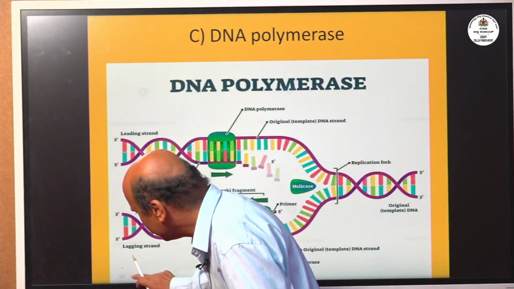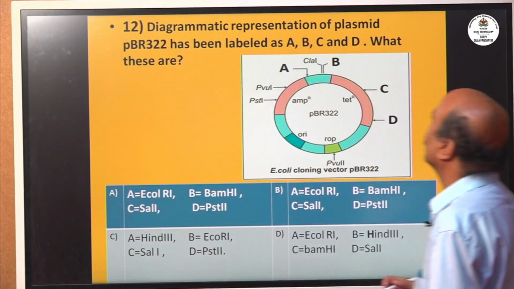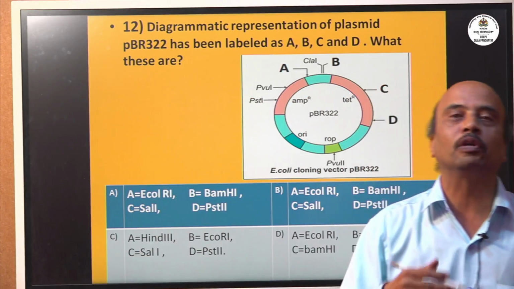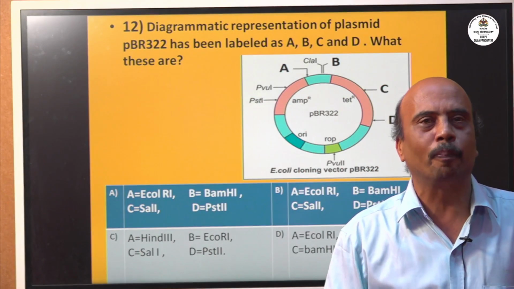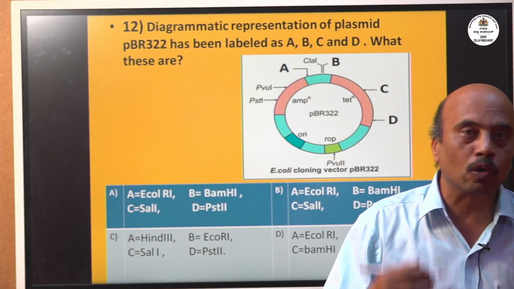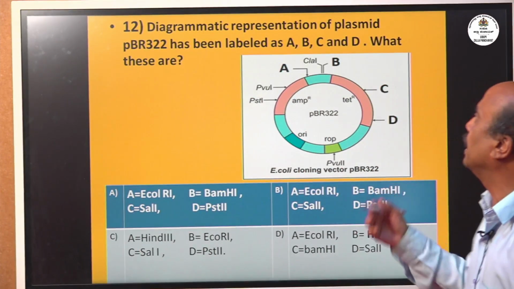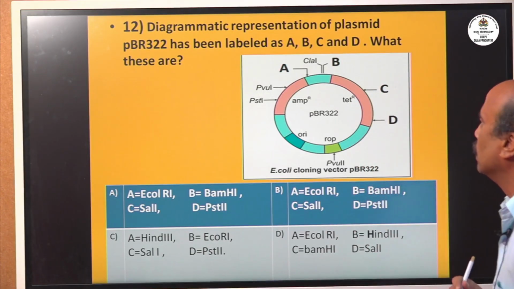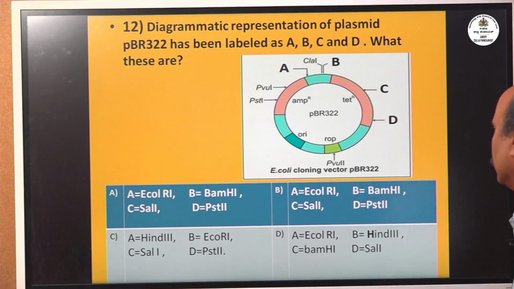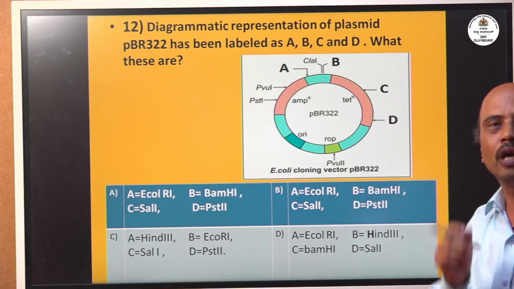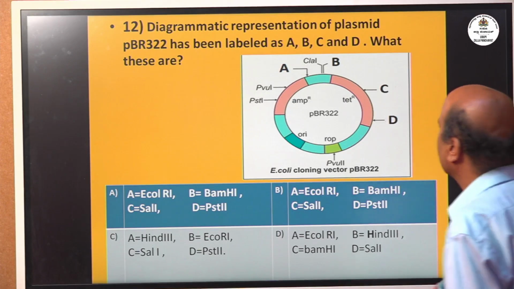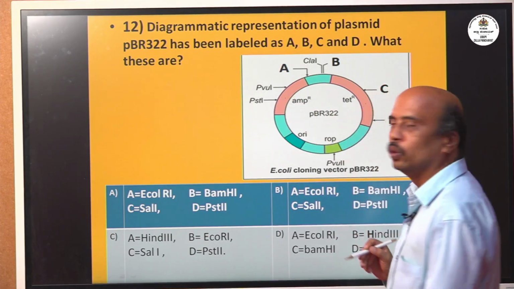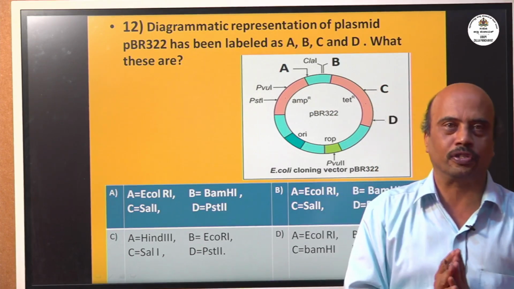Okay. Next question. Diagrammatic representation of plasmid pBR322. Full form of pBR: plasmid of Bolivar and Rodriguez, strain number 322. That has been labeled as A, B, C, D. What are these A, B, C, D? This is the plasmid that you have to remember, at least some parts. See here, these are two selectable markers.